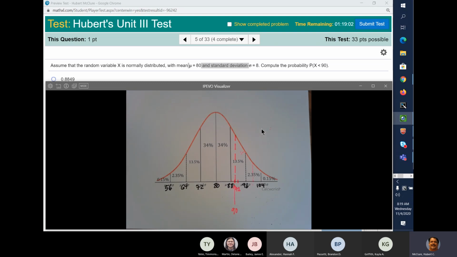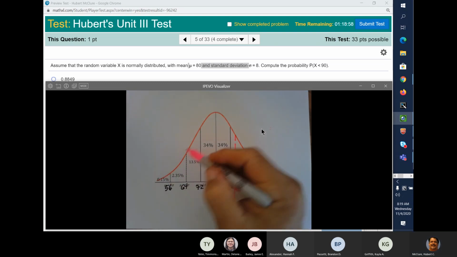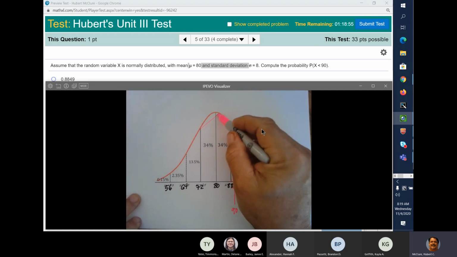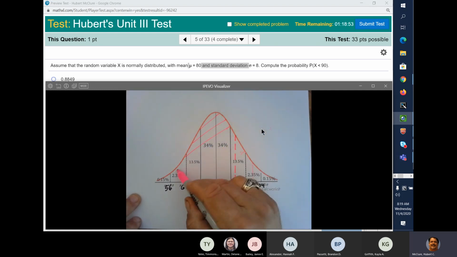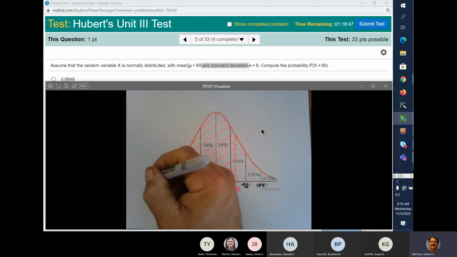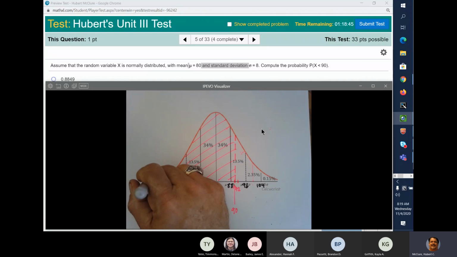And they want to know what is the probability of being less than 90. Well, less than 90 is right there. And don't forget, this arrowhead down here is called negative infinity, or negative 9999.